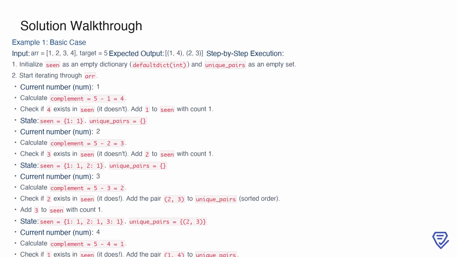When we reach the number 3, we calculate its complement as 2, and this time, 2 is already in seen. This means we've found a valid pair, 2, 3, which we add to unique_pairs in sorted order. Finally, when we reach 4, we calculate its complement as 1, which is also in seen. This gives us another valid pair, 1, 4.